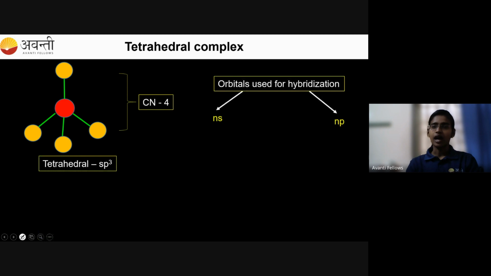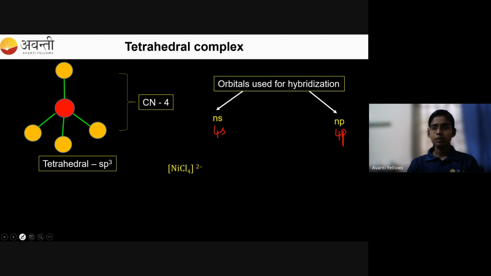The orbitals used for this sp3 hybridization are ns and np. The metal is going to use ns and np orbitals, so if it is 4s, then the p orbital is 4p. The metal uses this type of orbital to give an sp3 hybridized system. I'll take one example for you: the nickel complex [NiCl4]2- is taken as an example.